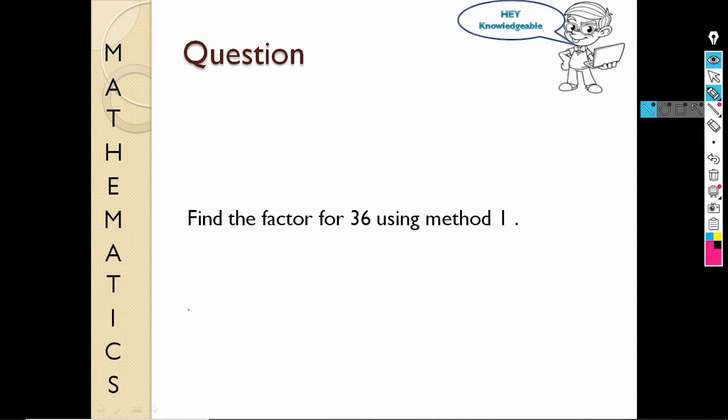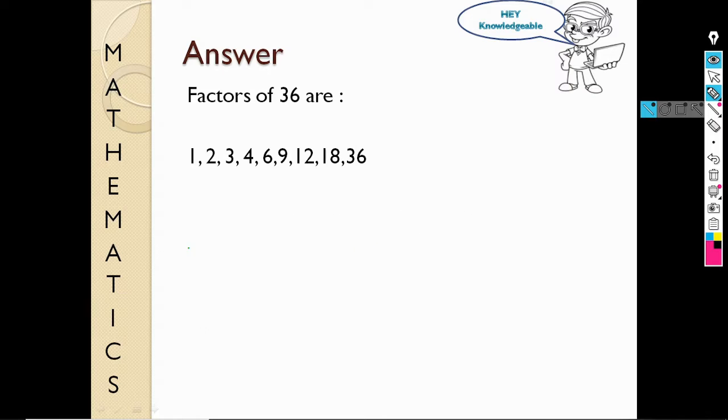Now let's try to solve one question using method 1. Find the factors of 36 using method 1. Pause the video for some time and try to do it yourself. The answer is there in the next slide. When we apply method 1 to find the factors of 36, we'll find that the factors of 36 are 1, 2, 3, 4, 6, 9, 12, 18 and 36. Try to match your answer.